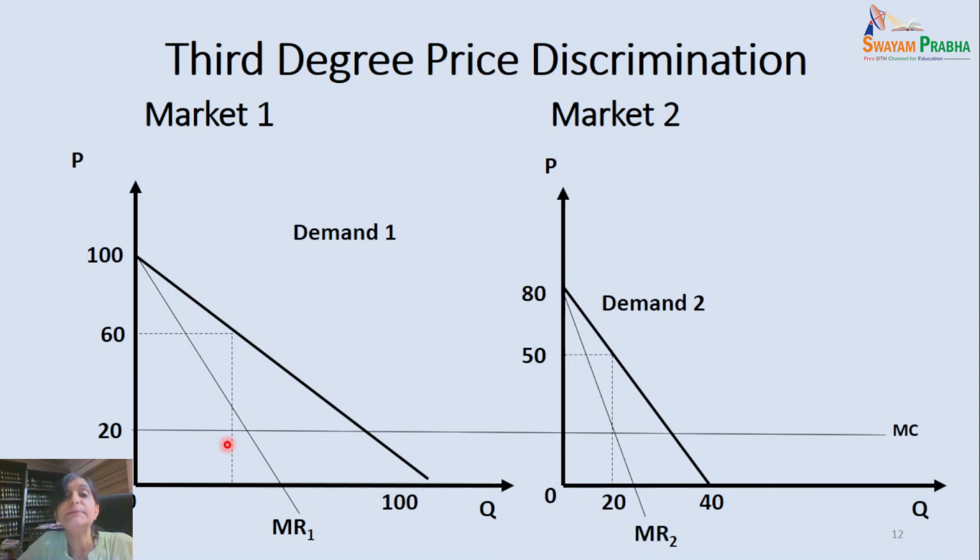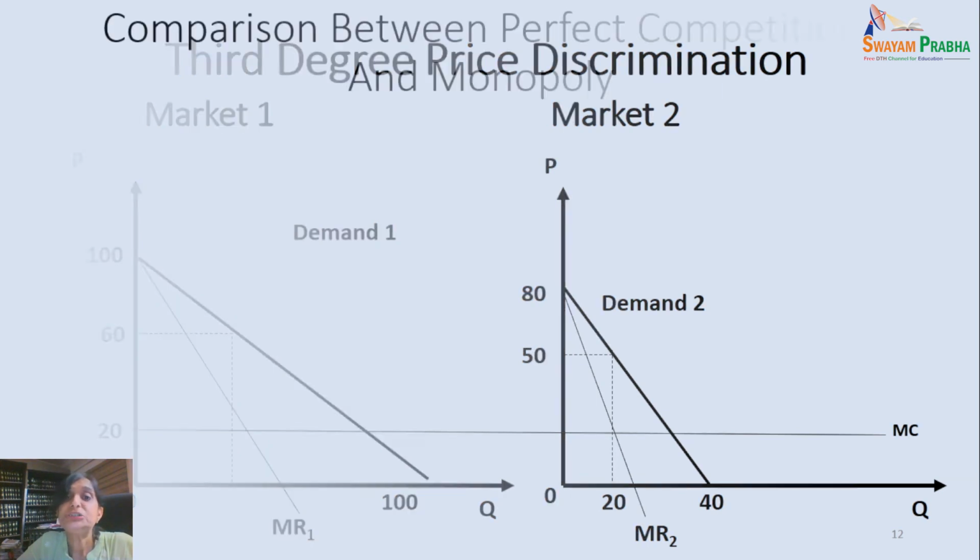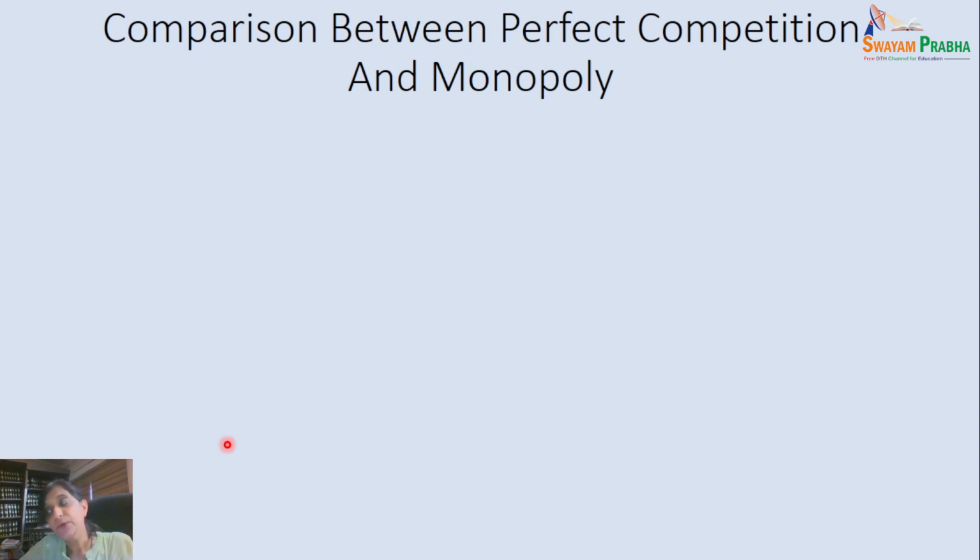So third degree price discrimination is a situation where the firm is charging different prices in different markets, and these markets are being divided on the basis of elasticity of demand. Okay, now after this, let us do a comparison between perfect competition and monopoly. It will revise both the concepts of perfect competition and monopoly.